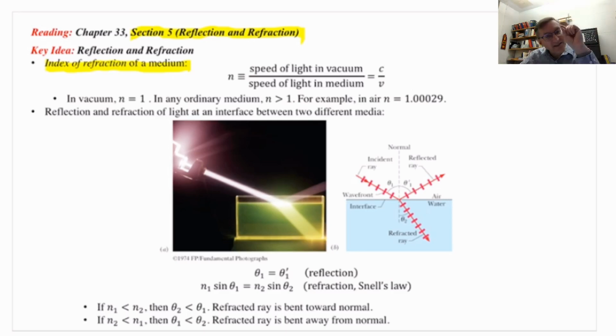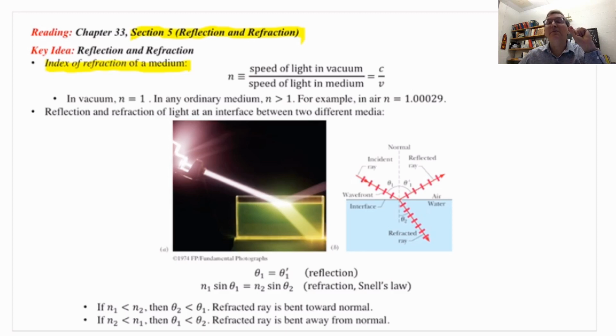But that process takes a finite amount of time. By the human standard, it's amazingly fast, but it does take a finite amount of time. So the net effect is that when light travels through a transparent material, like water, the speed at which it travels is less than c, less than the speed of light in vacuum, less than 3 times 10 to the 8 meters per second. And this can be measured.